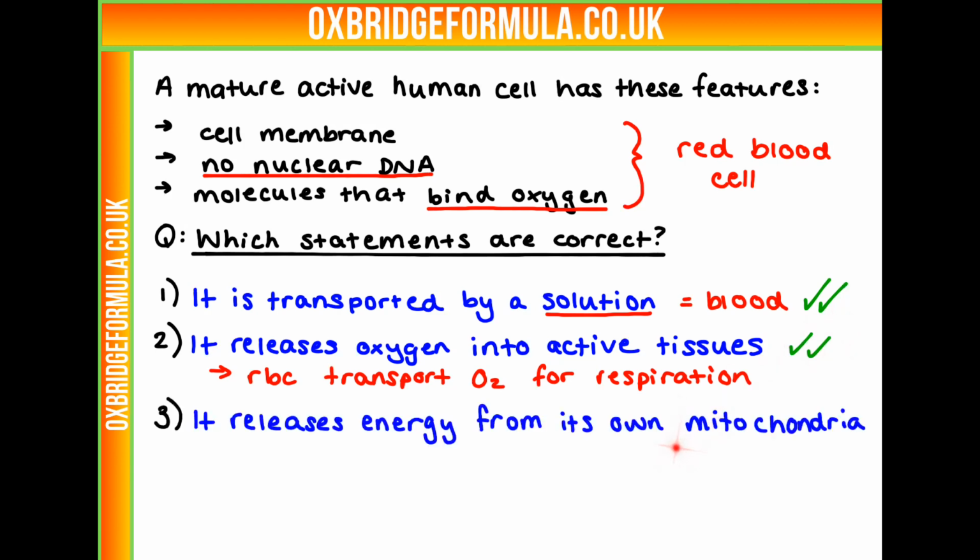And finally, does it release energy from its own mitochondria? So do red blood cells actually have mitochondria, first of all? We know it doesn't have a nucleus. What about the mitochondria? Well, no, they don't actually have any mitochondria. They don't need any energy processes. They just need to be able to bind oxygen and release it. So we know that's incorrect.